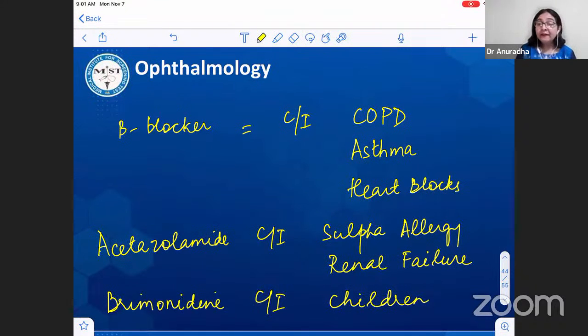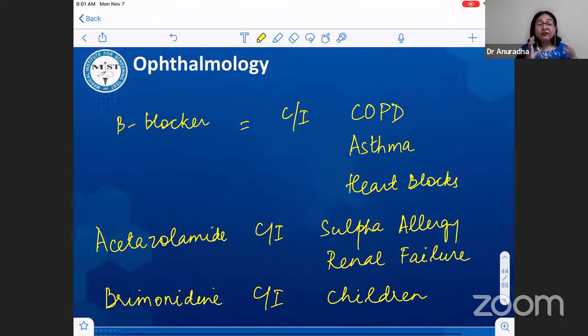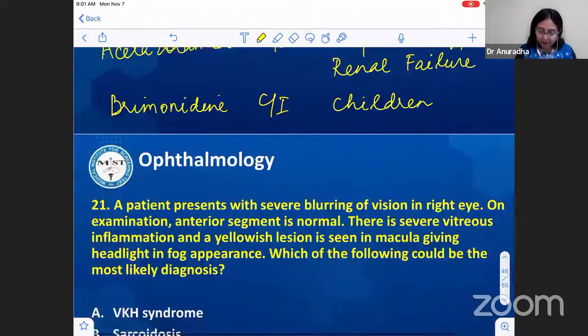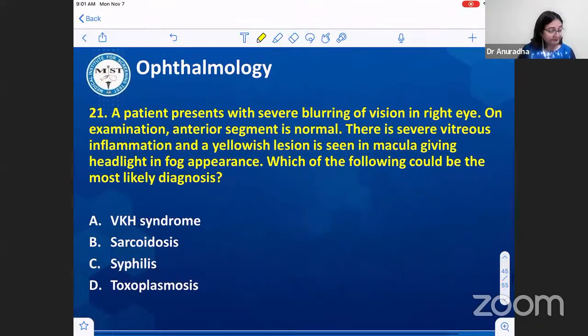Prostaglandins have minimal systemic side effects. They are one of the safest drugs because they have hardly any systemic side effects. Of course, you will not give them in pregnancy. Yes, brimonidine can cause sleep apnea. Okay, beta, moving on to the next question. So glaucoma drugs, do revise your side effects once.